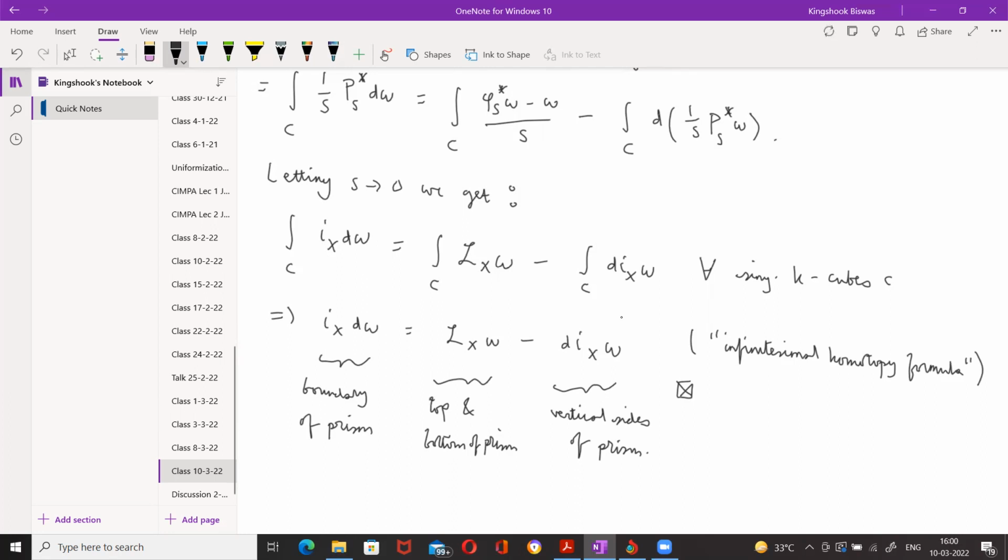I have a question. Sir, why can we put the limit inside the integral? That's because these converge nicely. I mean, the convergence is nice. So I didn't prove that.